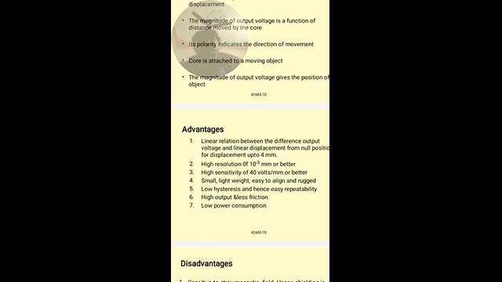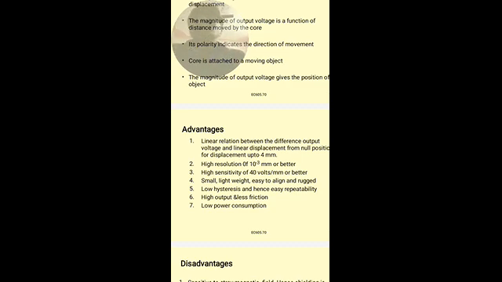It is small, lightweight, easy to align and rugged. It is very small and light in weight, alignment is very easy, and it is rugged in construction. Low hysteresis and hence easy repeatability. High output voltage, low losses, low power consumption and less friction.